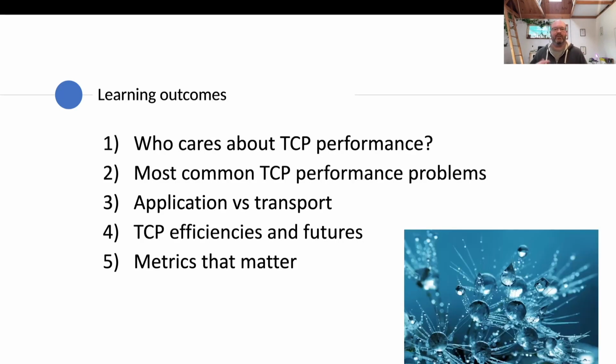So some of the learning outcomes we're going to get out of this: who cares about TCP performance? What are the most common TCP performance problems? Application versus transport issues, TCP efficiencies and futures, and metrics that matter.